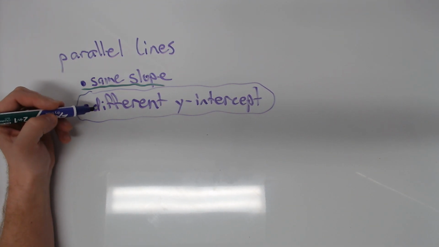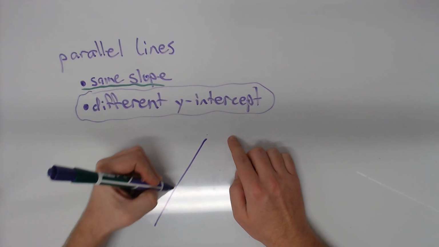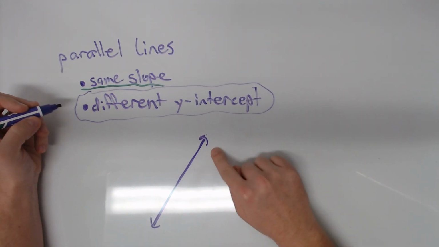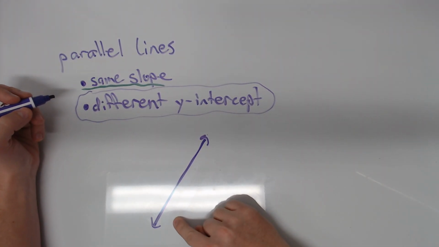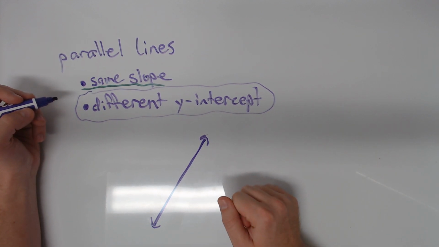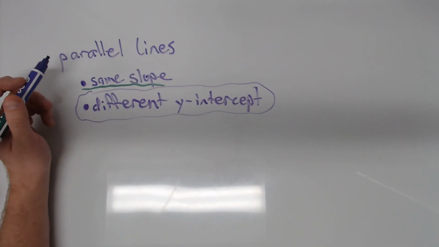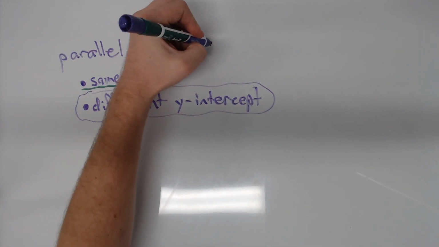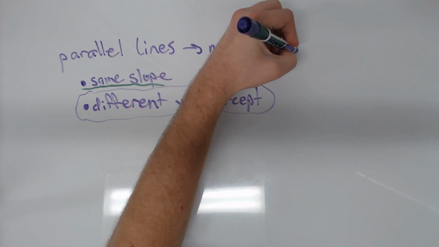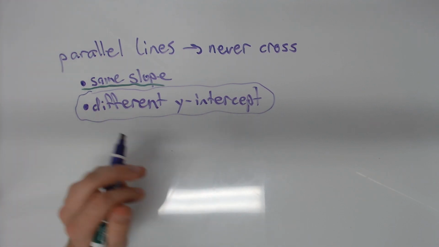If I have the same slope and the same y-intercept, well, that's the same line. And if I have two of the same line, they're just drawn right on top of each other. So there's actually two lines here. That's not parallel lines. They might have the same slope, but the fact that they're the same exact line means that the never cross thing isn't true. So that's one way to think about it, is that they never cross. But what does that actually mean for us in algebra? It means these two things, same slope and different y-intercept.